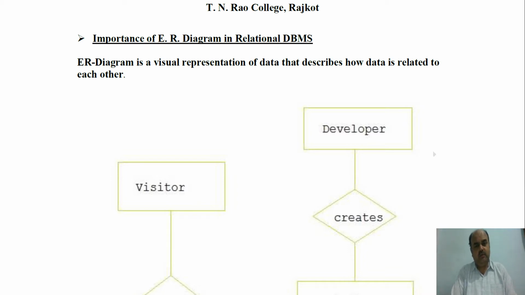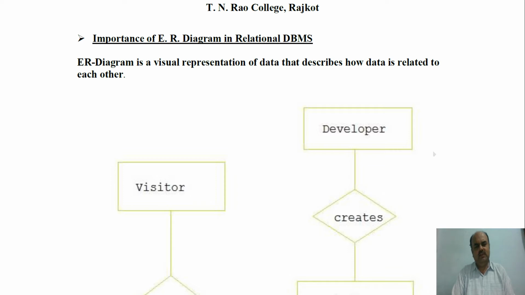We also discussed Dr. E.F. Codd's 12 rules, and RDBMS, the relational database management system. So now we will see some examples of entity relationship diagrams, because in RDBMS, the DBMS works on the relational model.